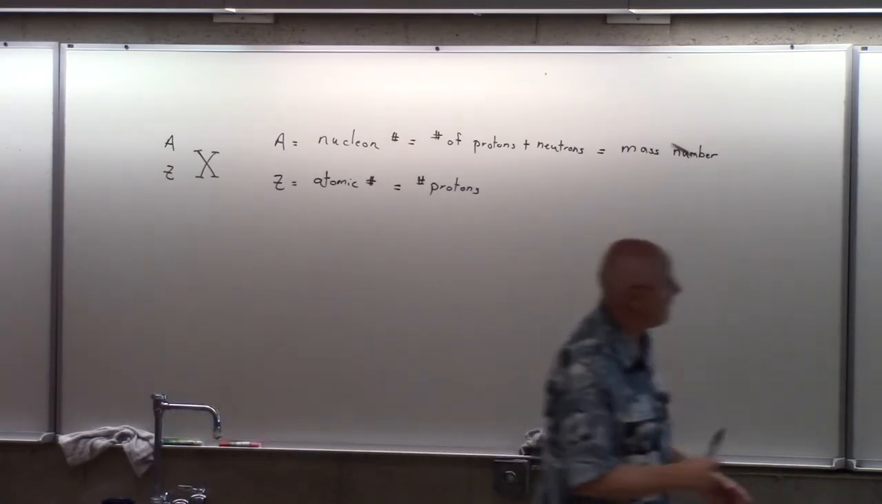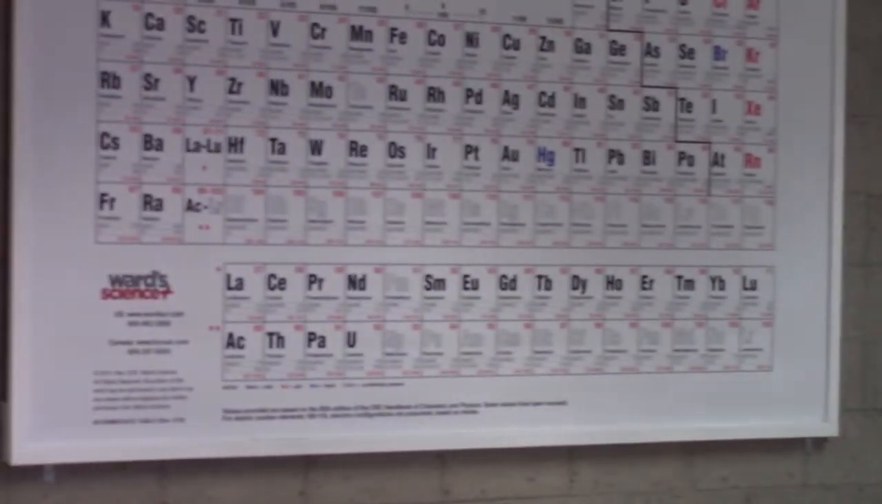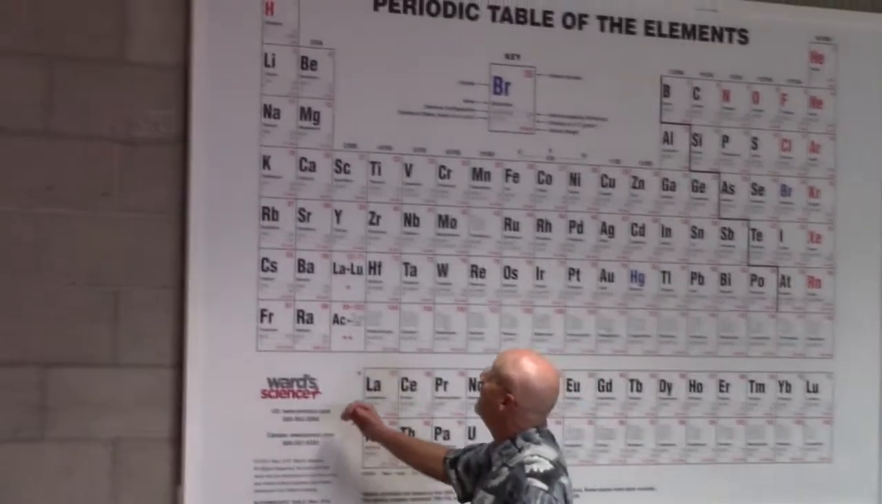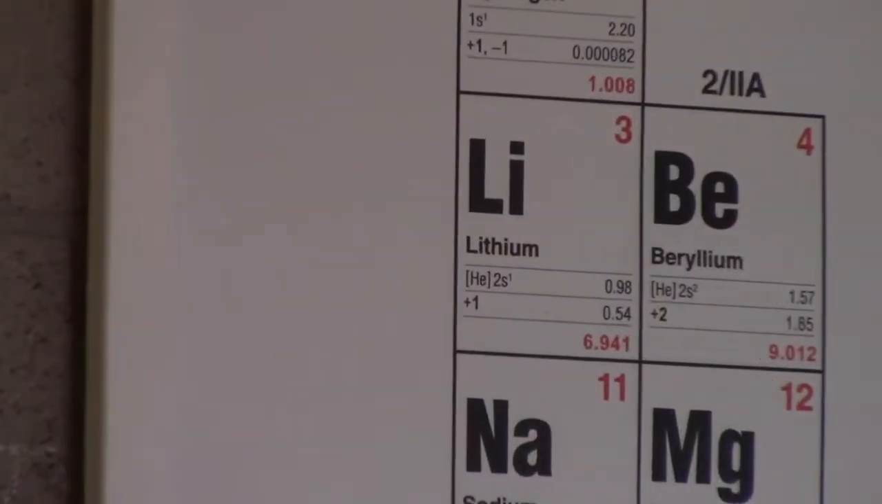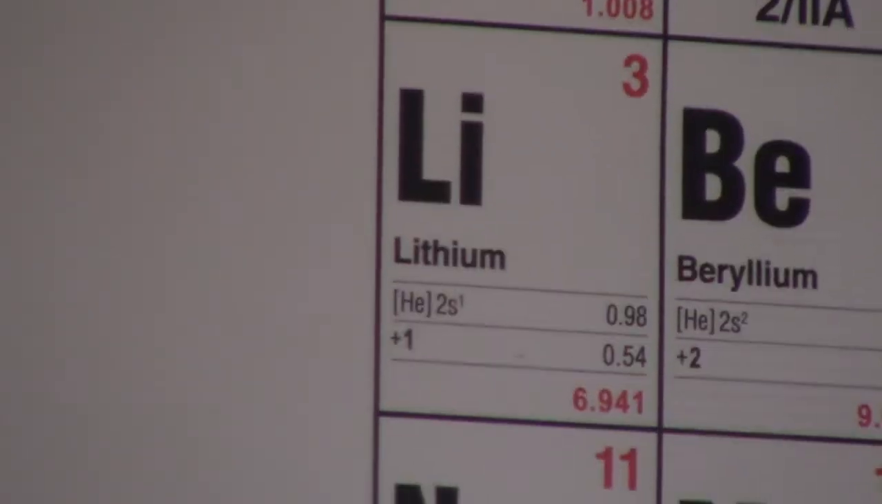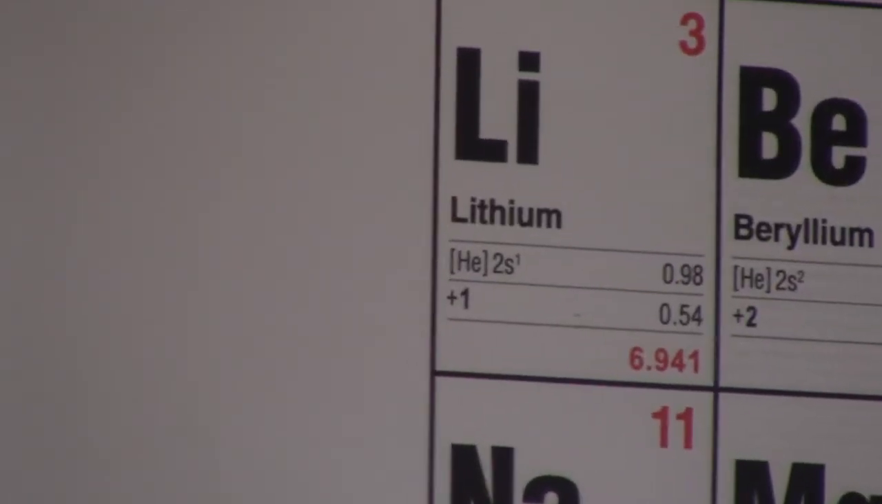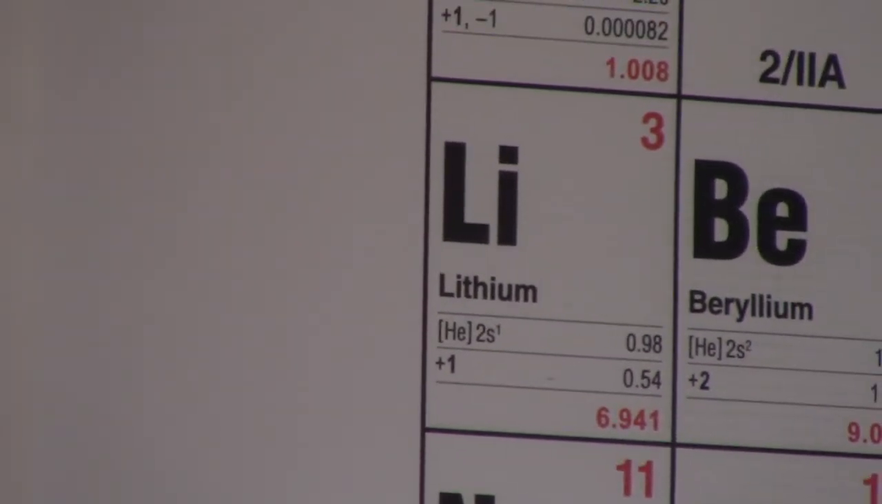Now, my cheapy periodic table does not have the atomic mass or the nucleon number. But let me jump over here to our better periodic table and point out, lithium. As I look up there on the lithium, in the upper right-hand corner, the red number 3, that's its atomic number. And then if you go down at the bottom on the right-hand side, it says 6.941. And that's its atomic mass number or its nucleon number.